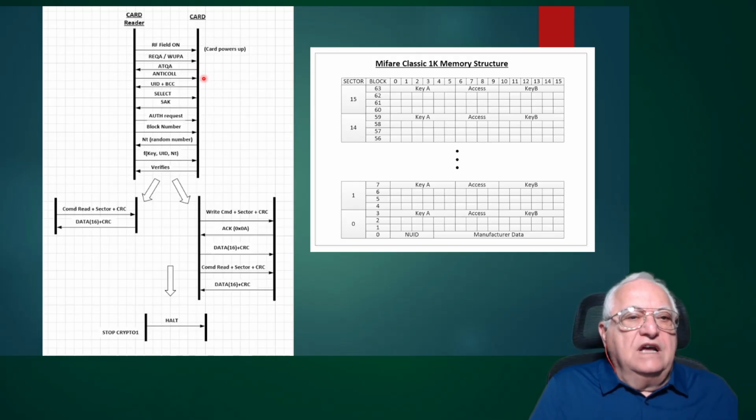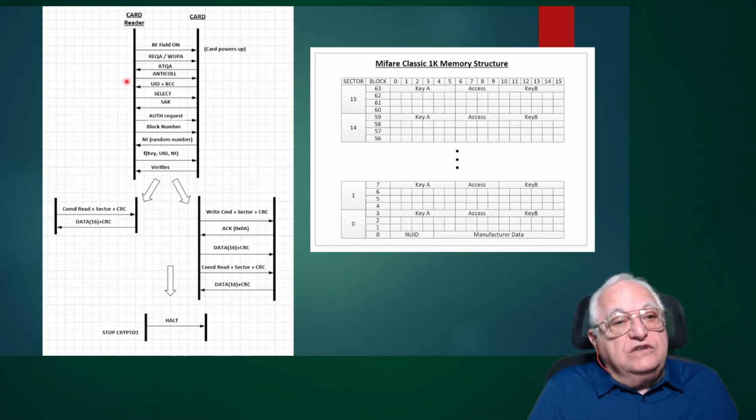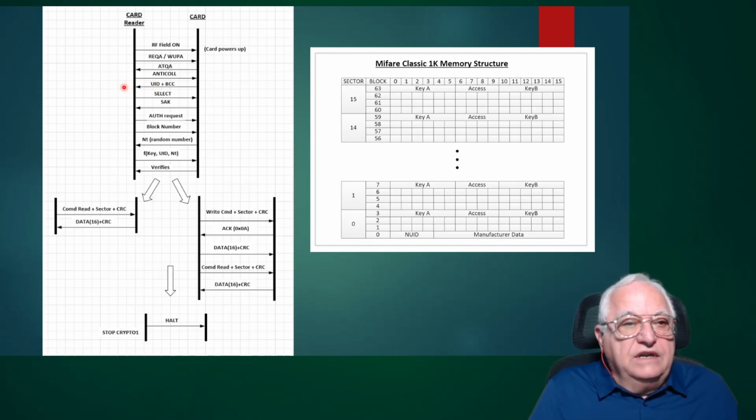As soon as the card gets the anti-collision message, it replies with the UID and a BCC, which is an XOR of the UID. The UID is usually 4 parameters, but sometimes can be 7 parameters. That's why they call it anti-collision 1, 2, or 3, depending on the number of parameters. But keeping it simple, usually it's 4. So you get your 4 parameters.